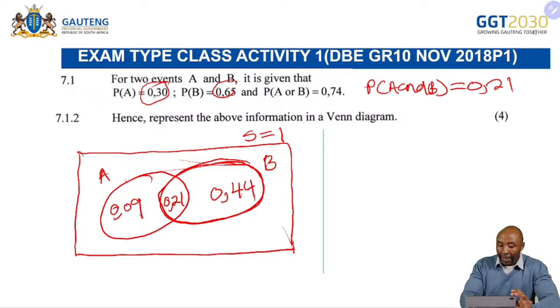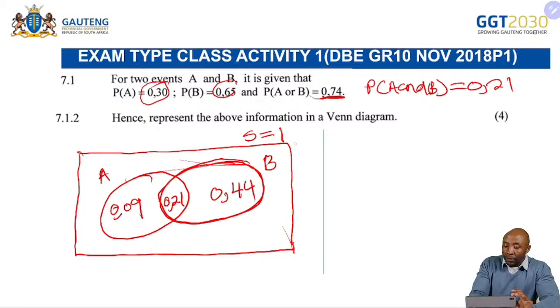And if I add these, they must give me A or B. Remember, if I add 0.09 plus 0.21 plus 0.44, I must get 0.74, if my calculations are correct. And it gives me that because this gives me 0.3 plus 0.44, I'll get 0.74.